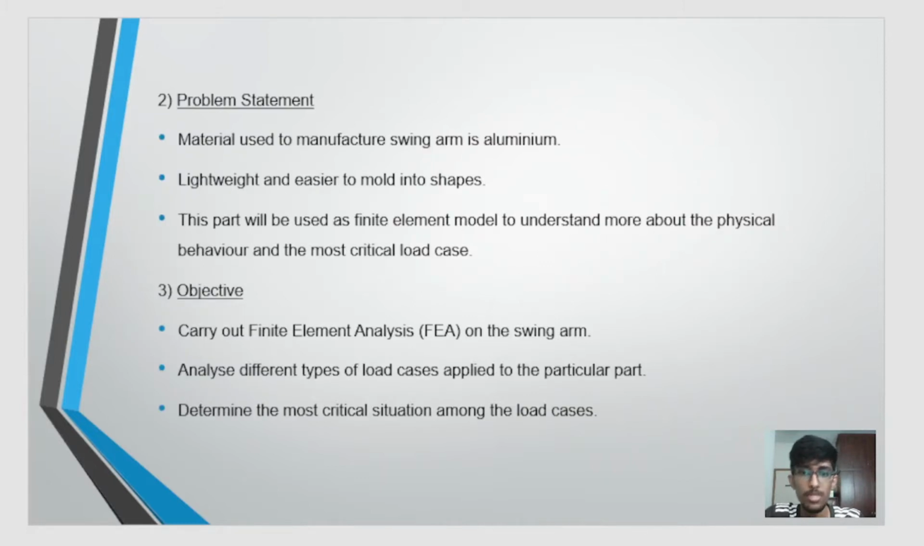Okay, the problem statement is: after doing some research, we realized that the material used to manufacture the swing arm is aluminium. This is because it is lightweight and easier to mold into shape. So this particular part will be used as the finite element model to understand more about the physical behavior and the most critical load case. Our objective is to carry out finite element analysis on the swing arm.